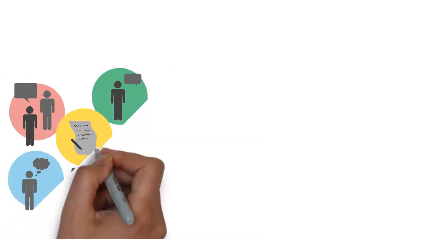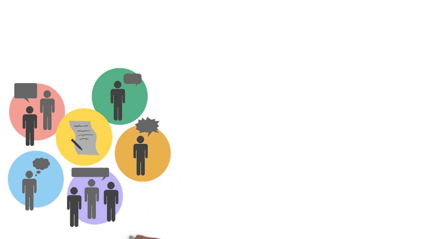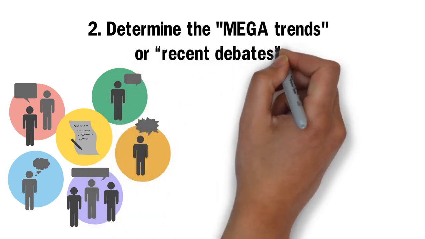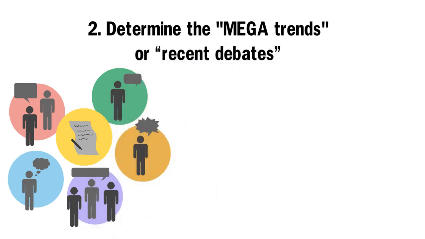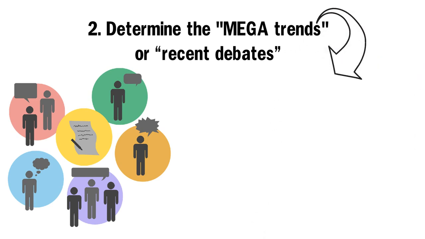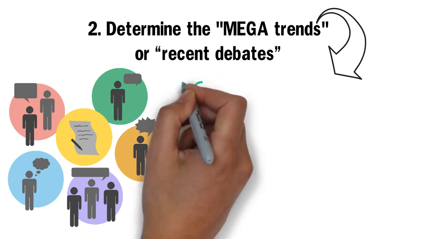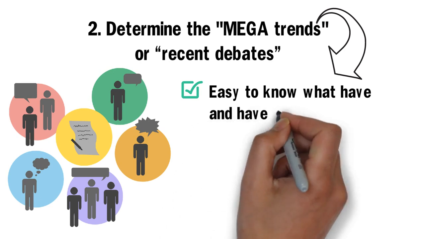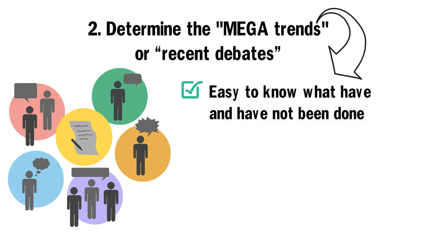Now, the second technique is, once the researcher has chosen a topic that she is passionate about, she now proceeds in determining the mega trends or recent debates in the chosen field of specialization. This is important because once we know the mega trends or recent debates in our chosen area of specialization, we can easily know what has and has not been done in this area of specialization.